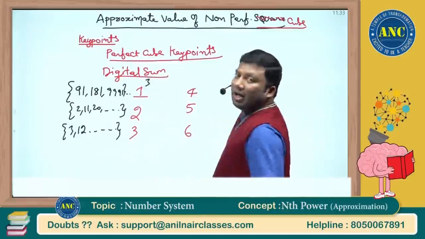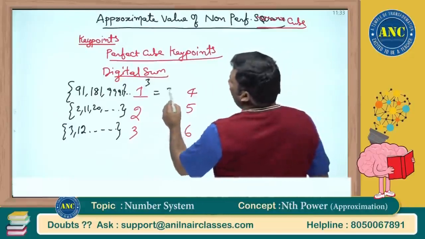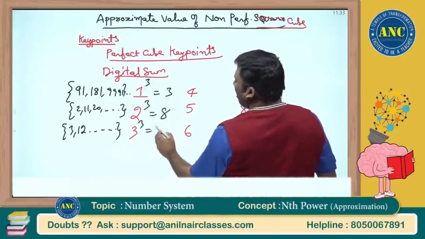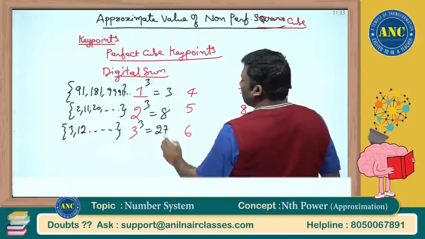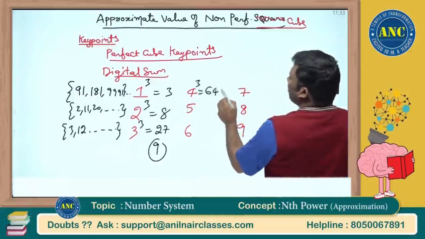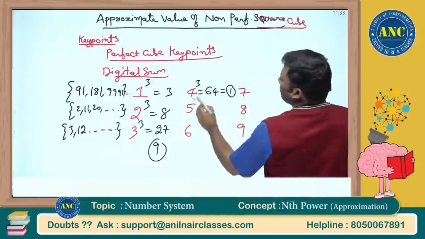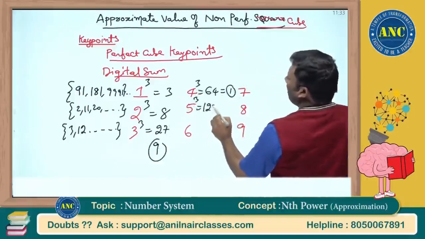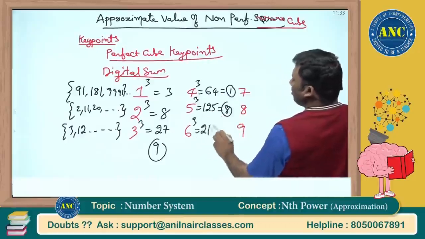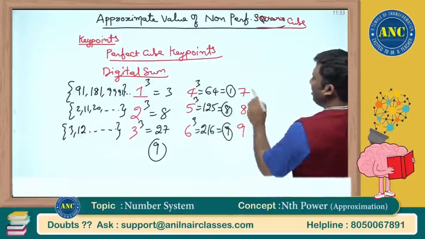If I cube it, I will get a perfect cube. 1 cube is 1. 2 cube is 8. 3 cube is 27, digital sum is 9. 4 cube is 64, digital sum is 1. 5 cube is 125, digital sum is 8. 6 cube is 216, digital sum is 9.